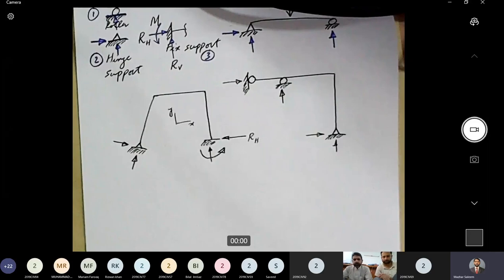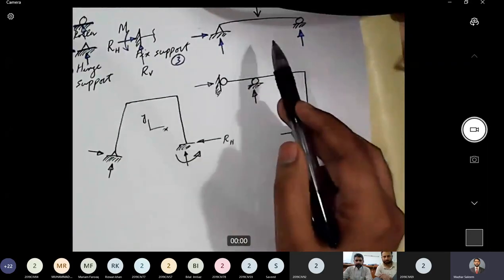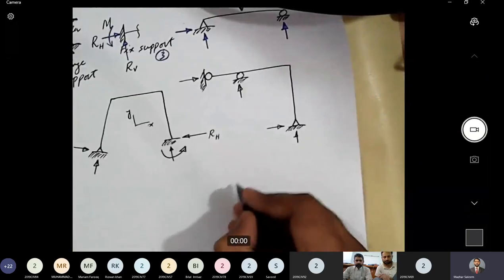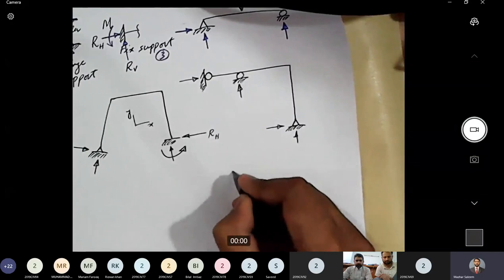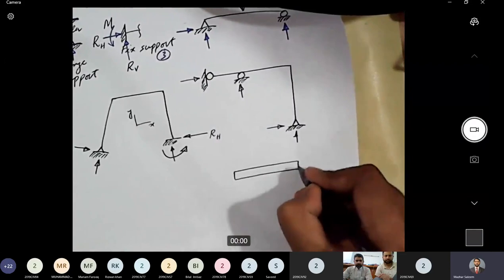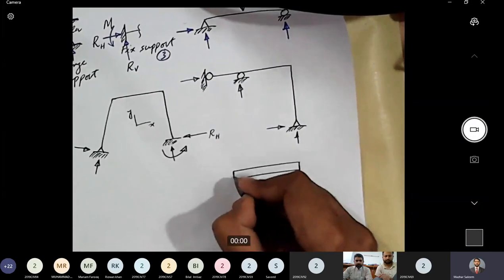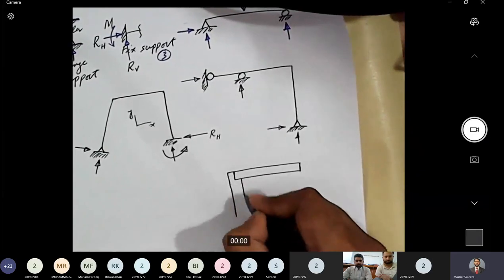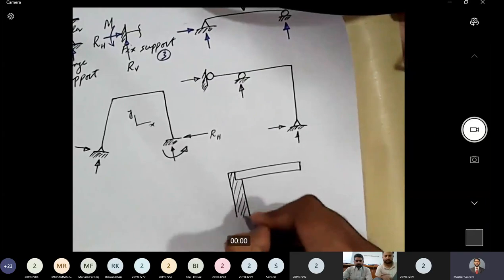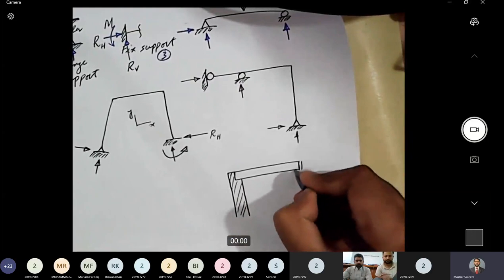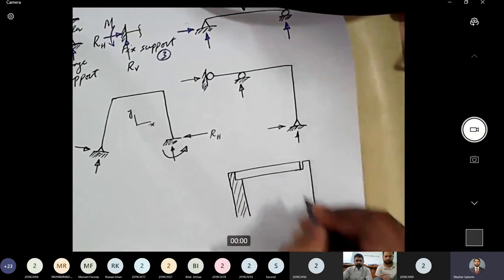We are just going to talk about the types of beams now. How do we provide this type of end condition in real structures? Let me show you. If we have a beam like this, at one end, this is a column on which the beam is resting, and this is another column.